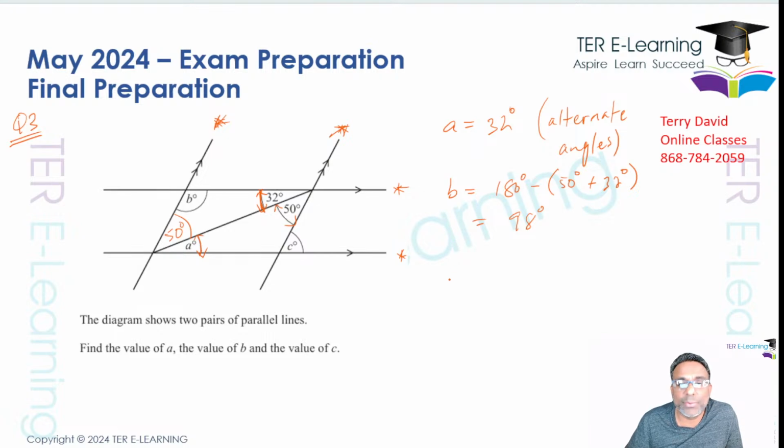And the last angle that we want to figure out is C, right? So again, we can use the fact that this whole angle here is alternate with this whole angle here. So therefore C is simply going to be 32 plus 50, right? And that's going to give me 82. So we can get a simple question like this based on some simple geometry rules, right?